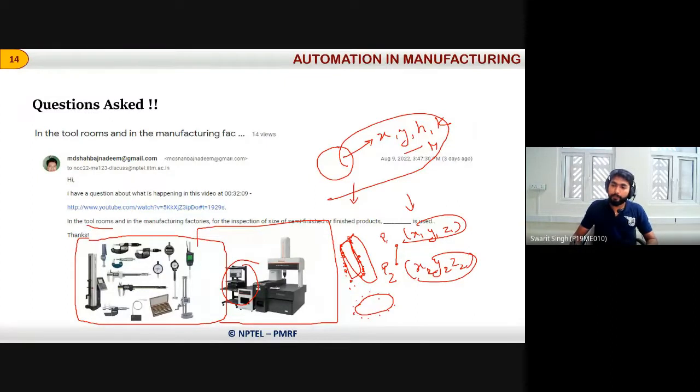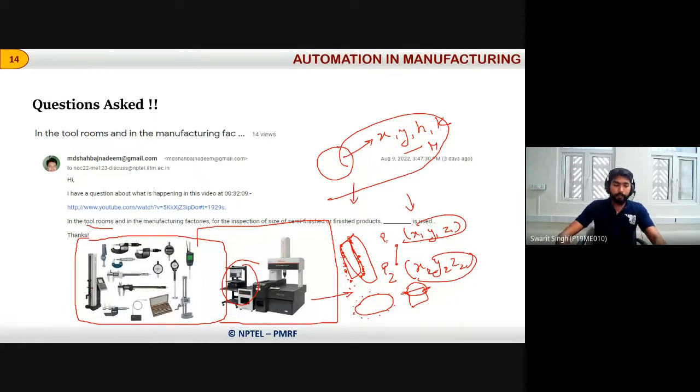With the help of this cloud point data, the CMM will first build a 2D model for you. From there it will tell you the size of the required feature, and then there is software that can build the 3D model of that particular component also. So this technology has been in existence for a long time.